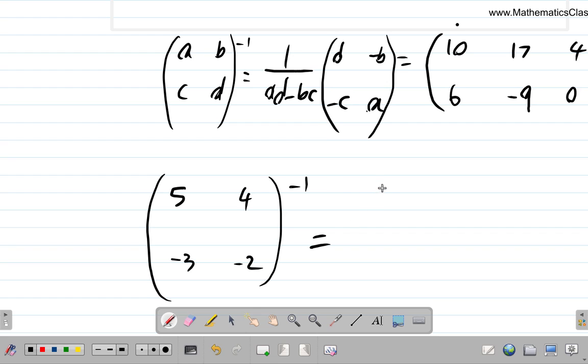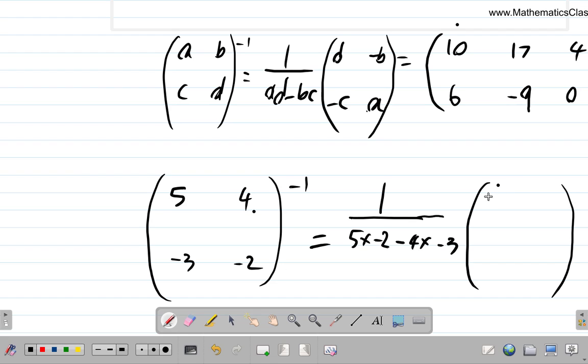So if you follow the formula, this will be 1 over A, which is 5, times D, which is negative 2, minus B, which is 4, times C, which is negative 3. You see? Multiply by the matrix where you interchange the 5 and negative 2, negative 2 comes up here, 5 comes down here, change the sign of the 4 to negative 4, change the sign of the negative 3 to positive 3.